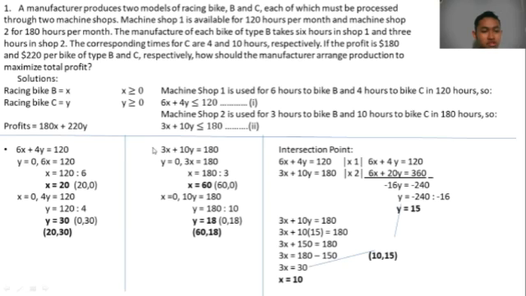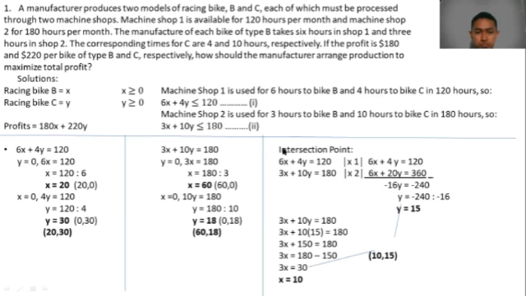Then the second equation, 3x plus 10y equals 180. To find the x point, we put y as 0, so 3x equals 180. x is 180 divided by 3, and x is 60. To find the y point, we put x as 0, so 10y equals 180, and y is 180 divided by 10, and y is 18. So the points of the second equation are 60 for x and 18 for y.